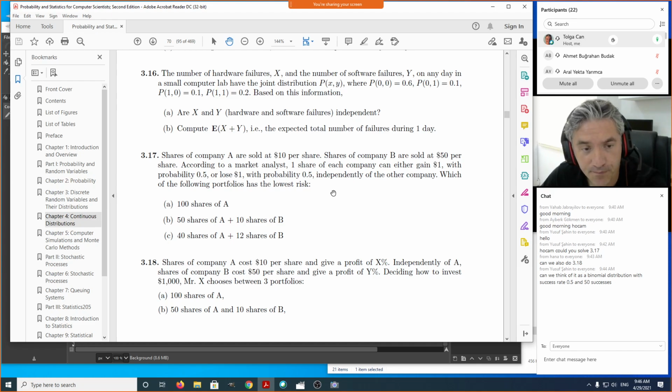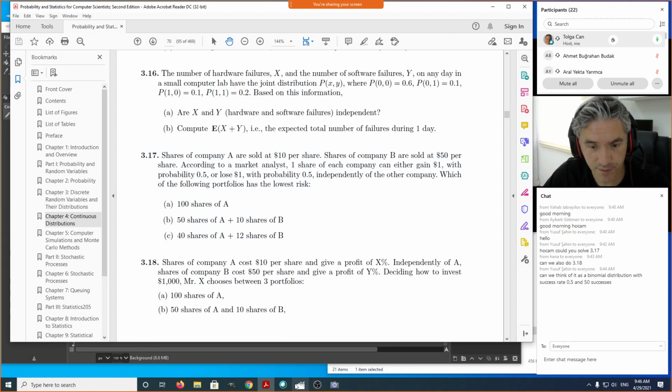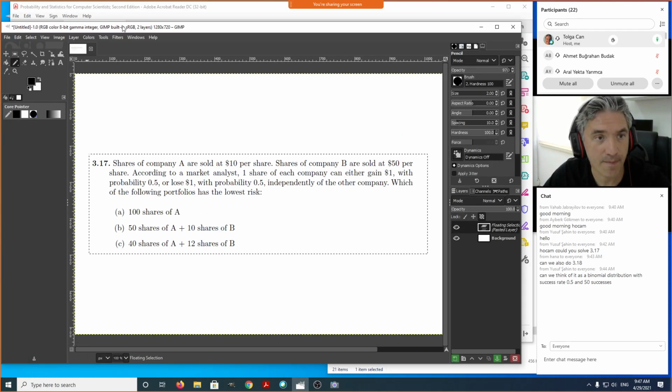Okay, so 100 shares of A, since each of them is $10. So the expected value of this thing, if there was no loss or no gain, would have a cost of $1,000, right? So if you look at part A, I'm just going to copy this question to GIMP instead of the annotate tool. I like the GIMP pen better. So I'm going to copy this question here onto GIMP and try to solve it there.